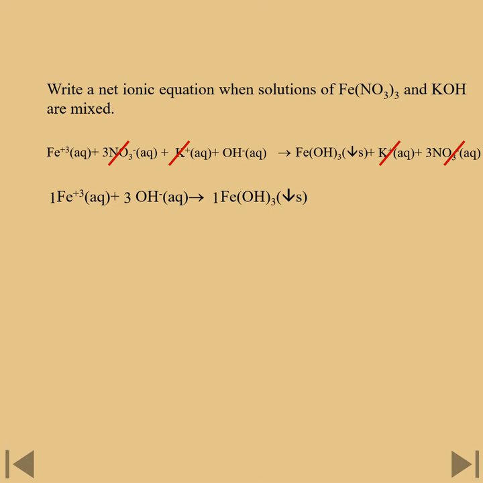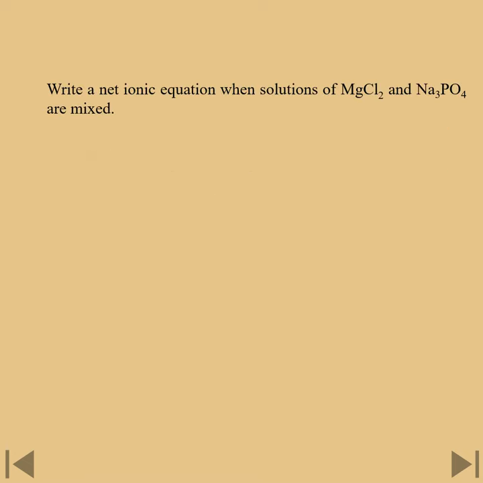Okay, it's balanced by iron and hydroxide. What about by charge? So that +3 and -3, it gives you 0 on the left, the balance is 0 on the right. Sometimes we don't have charge balance. We need to remember to check for that.